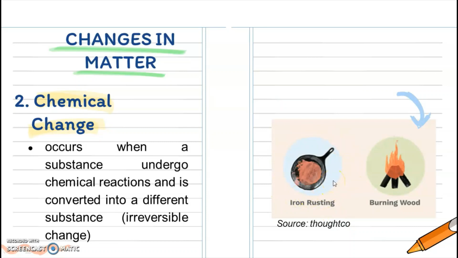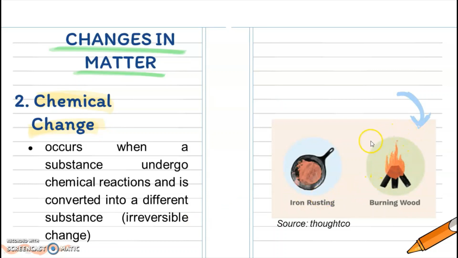So, si metal, kapag nagkaroon siya ng kalawang, yung kalawang na yun, iba na yung composition niya as compared with the metal. Si kalawang, pag tinignan natin siya, it is combined na with water. And hindi na siya mako-convert pabalik into metal. And iyon yung tinatawag nating irreversible change, kapag hindi na natin siya maibabalik into its original form.